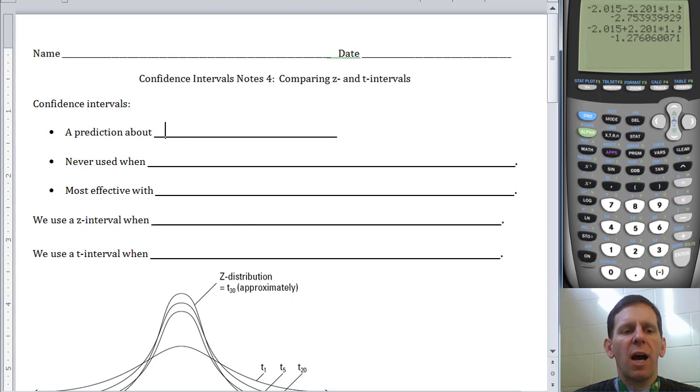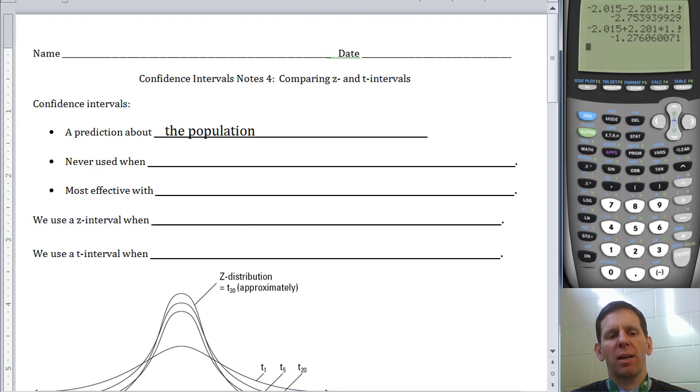We first of all use confidence intervals when we're making a prediction about a population. So usually what this means is we have some sample data. We don't have the entire population information, but we have some sample data and we're trying to make a prediction about what the population is. So maybe I collect data about 100 likely voters in Michigan to make a prediction about how all of the voters in Michigan will vote.